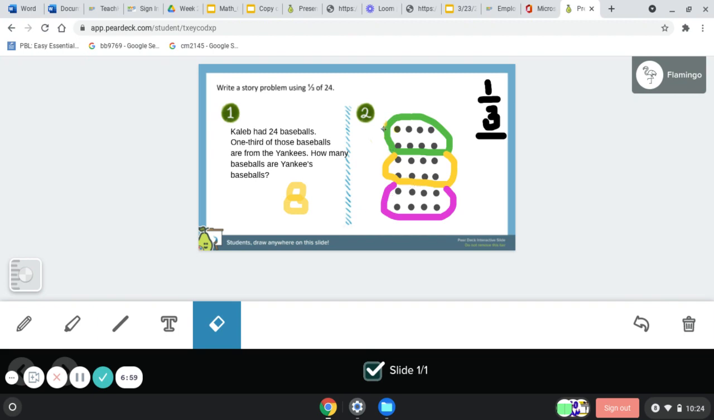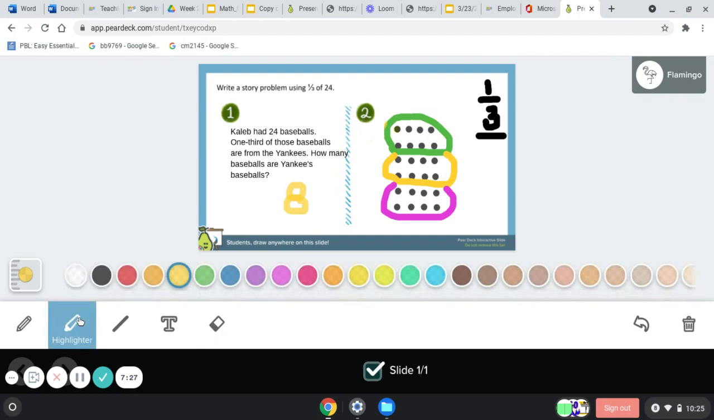So 1/3 of the baseballs were Yankees, the rest are Red Sox. So that means 1/3 and 1/3 gives us 2/3. So 2/3 of these baseballs are Red Sox. So now we're going to count the amount of baseballs in these 2/3, and then that will tell us how many baseballs there are. So we have 8 here, and we have 8 here. So we know that 8 plus 8 gives us 16. So that means 16 of the baseballs are Red Sox baseballs.